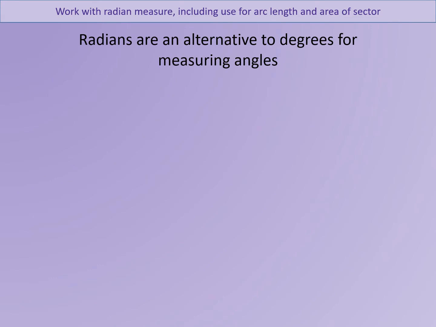So radians are an alternative way of measuring angles instead of measuring them in degrees. It's a bit like if you were going to measure the length of a straight line, you could either measure it in centimetres or inches. And although the actual straight line would be the same, you would get two different answers depending on which unit you were going to use.